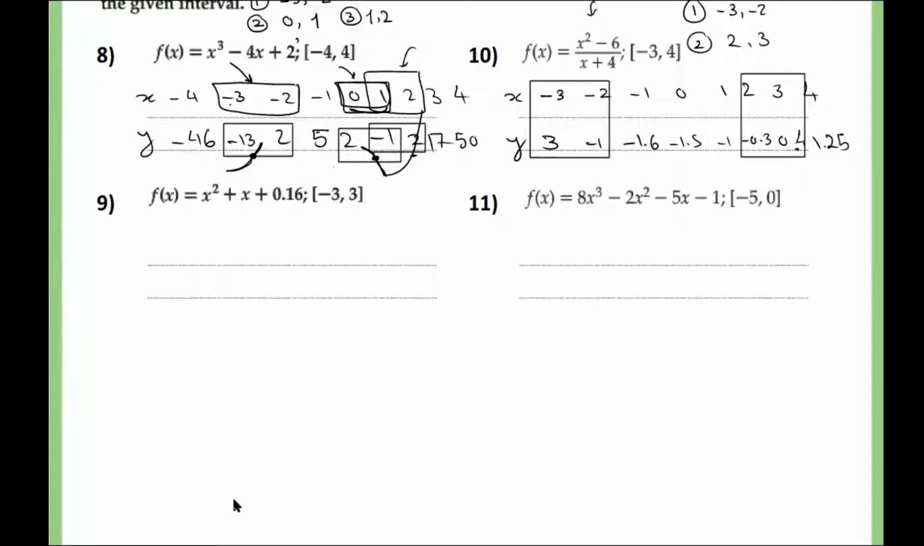Between 0 and 1, that's right? 0 and -1. Yeah, they're both positive. Both of them are positive. Okay, so if you go, it's a parabola.